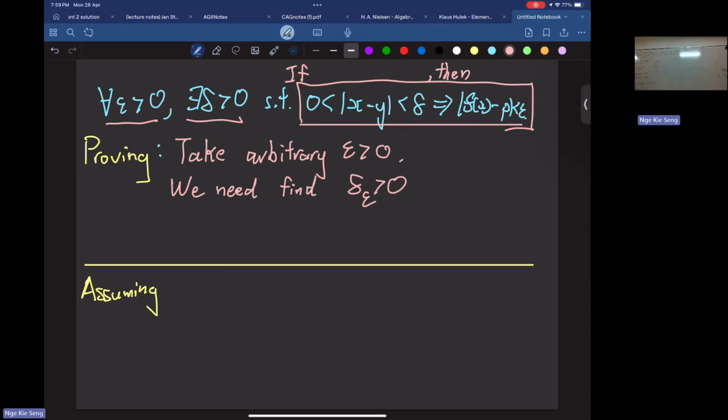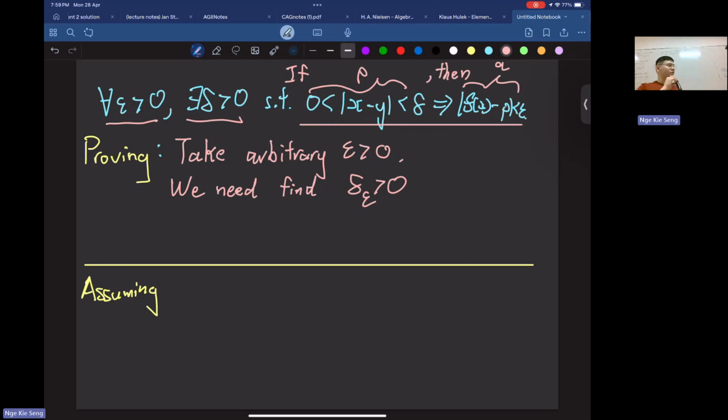Okay. So let's call this part here P. If P is true, then Q is true. You know? So meaning what? You need to assume P first, and then you want to prove that Q is true.